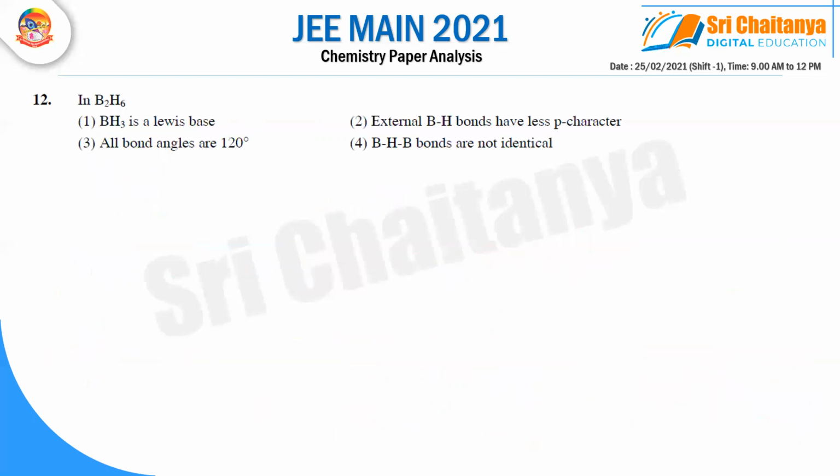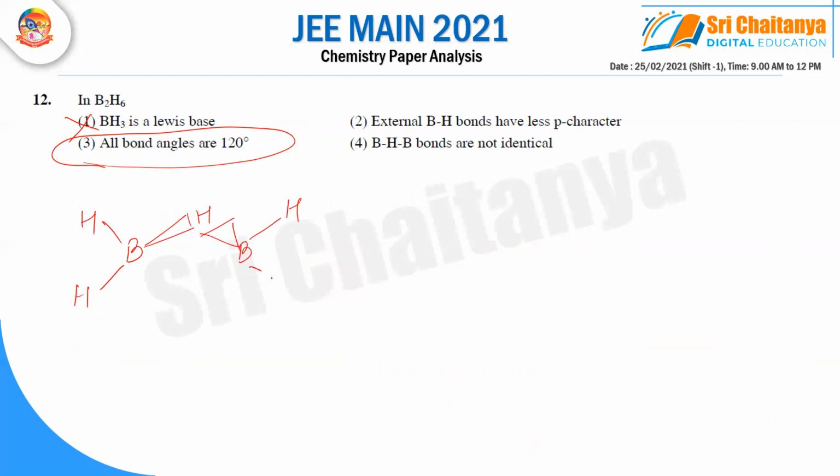Now we have B2H6. It is a Lewis base. Now we all know it's not. So that's incorrect. Now what about others? All the bond angles are 120 in B2H6. No, it has a different kind of bonding, electron deficient bonding, which is called banana bonding. I'm trying to depict it. This way, it has a structure where we observe electron deficient bonding.